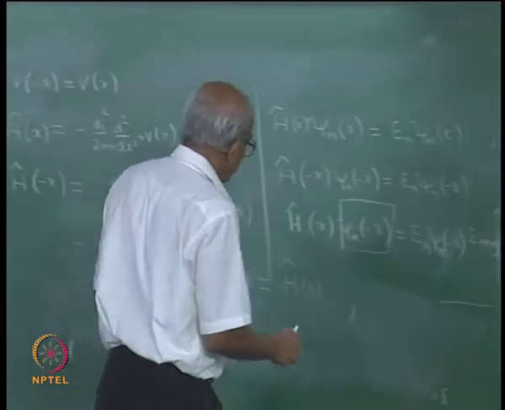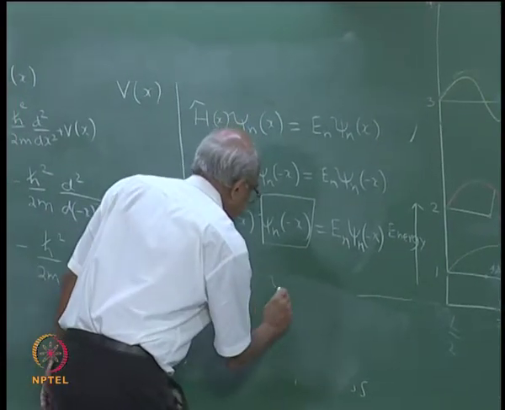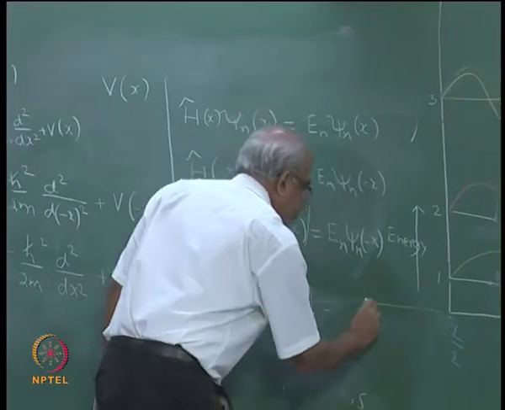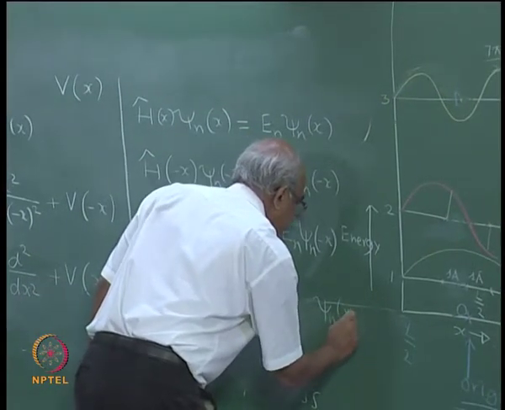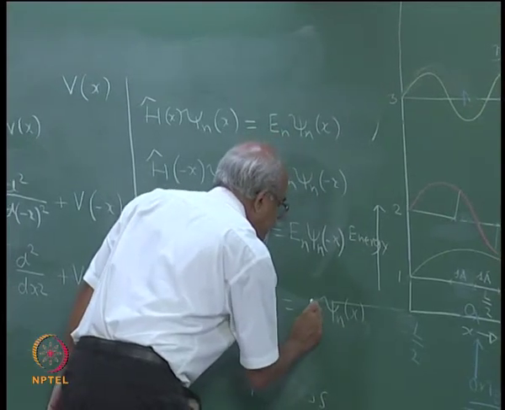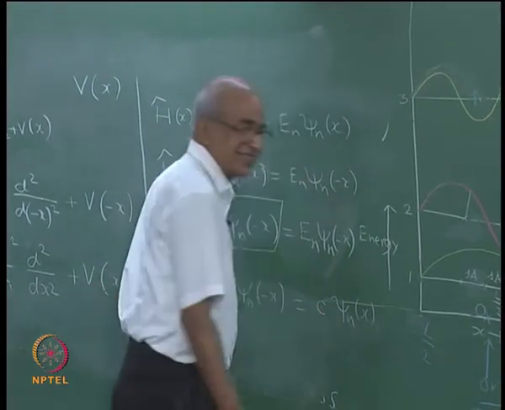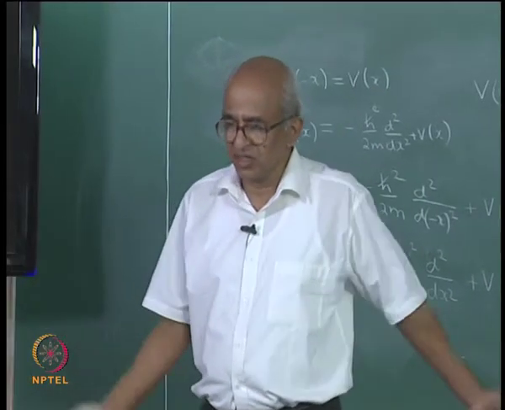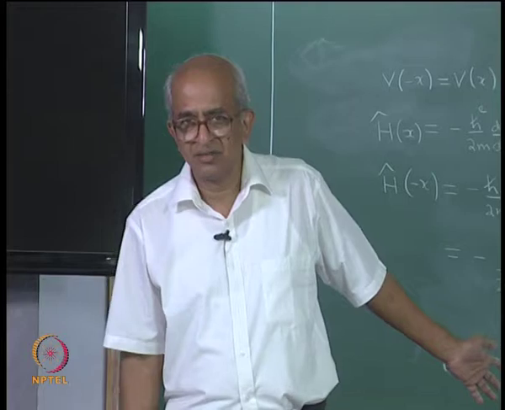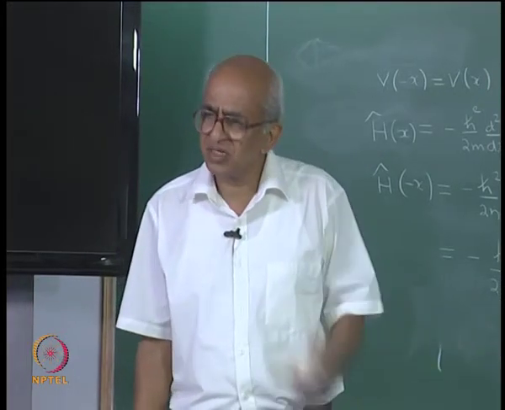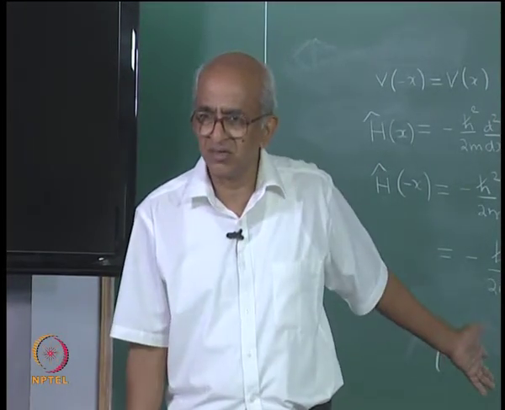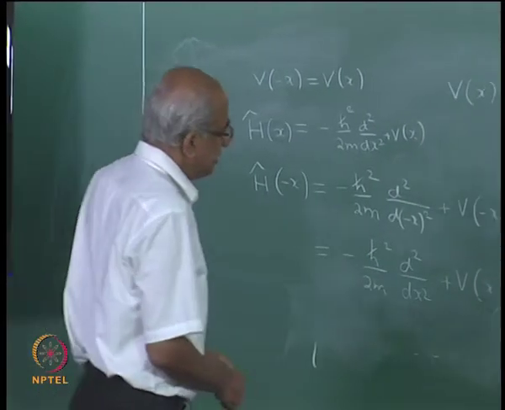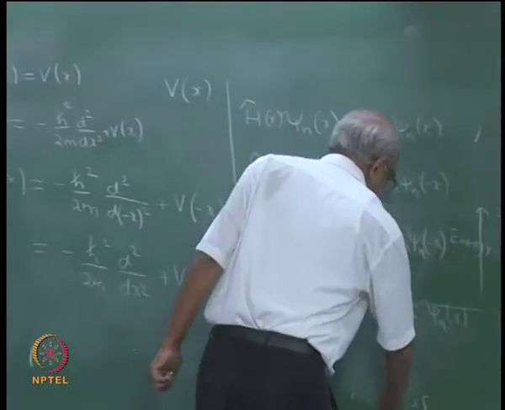So, this is possible only if psi n of minus x is actually equal to the original state psi n of x, but perhaps multiplied by a constant which we will denote as c. That is how the equation can be satisfied. Why does this happen? Because there is only one state that satisfies the Schrodinger equation, there are no two states.